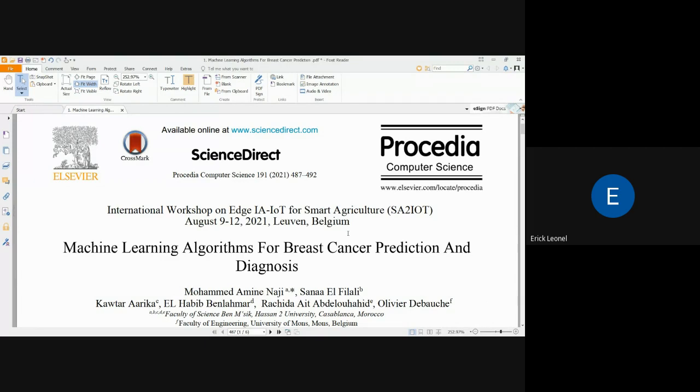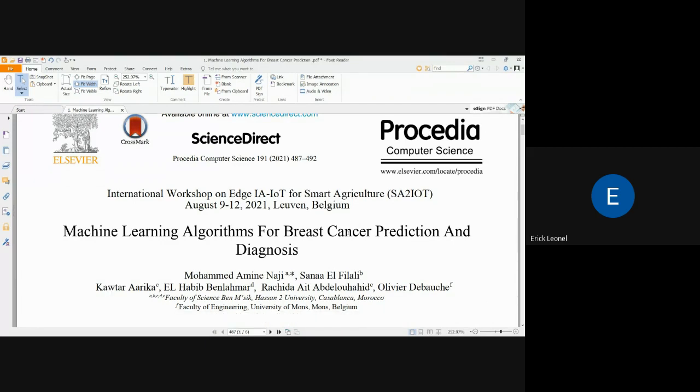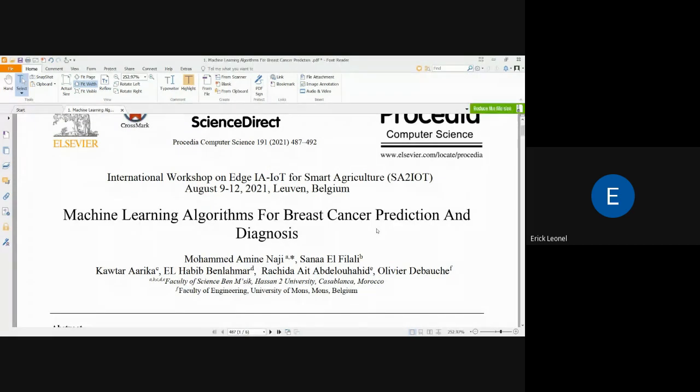Well, today I'm going to talk about machine learning algorithms for breast cancer prediction and diagnosis. The main goal of this paper is to predict and diagnose breast cancer using machine learning techniques and find out the most effective based on the performance of each classifier in terms of confusion matrix, accuracy, precision, and sensitivity.